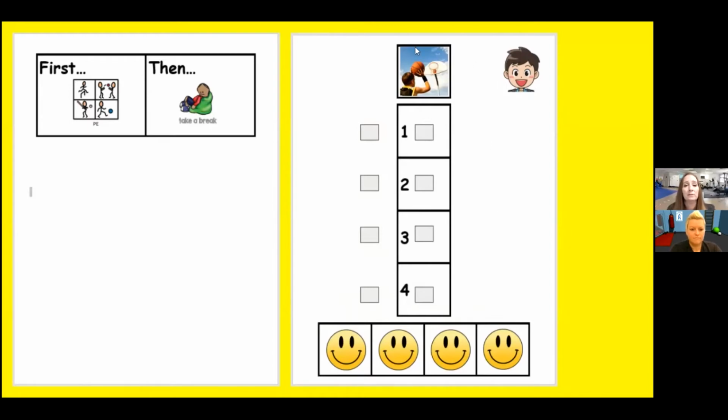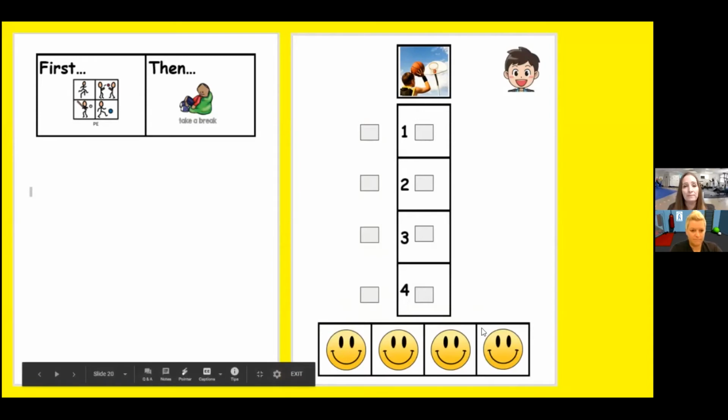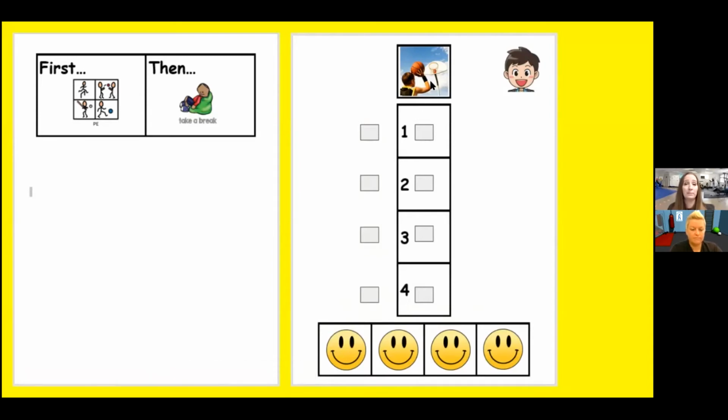So we created the task at the top, and then you have your tokens on the bottom. As they shoot the basketball one time, they get their token moved up. After they shoot it four times, they get their quick break. Now you can use this same schedule three or four times in the class. While they're getting the reward, you just change the task at the top and start over again.